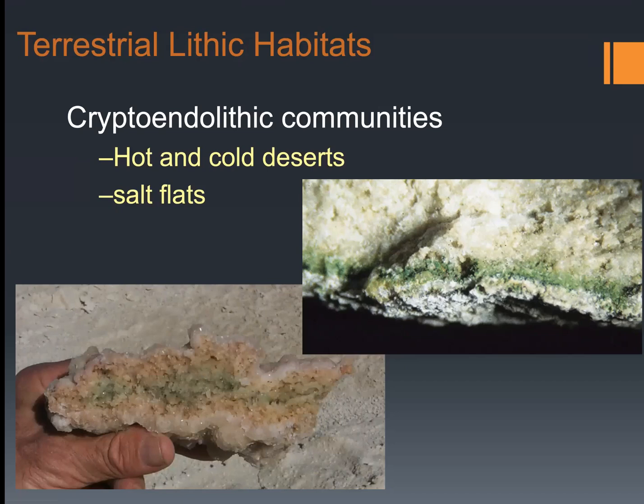I do research down in, well, I used to once upon a time, down in Guerrero Negro, which is about halfway down the Baja Peninsula. And you can see the pink color here is caused by halophilic microorganisms, and we'll touch on those in a couple lectures. But inside this gypsum crust, there's a cyanobacterial community.